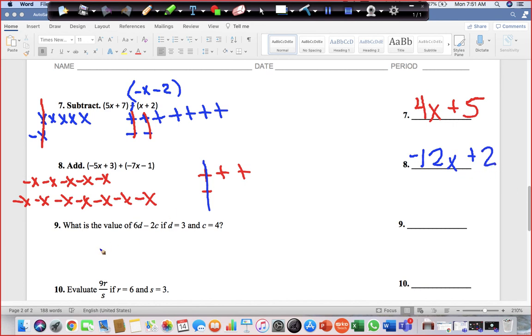Okay, number 9 says, what is the value of c times d minus 2 times c? So 6 times d is 6 times 3. Minus 2 times c is 2 times 4. Remember, we want the value, meaning we need to solve it. So 6 times 3 is 18. And 2 times 4 is 8. And 18 minus 8 is 10.